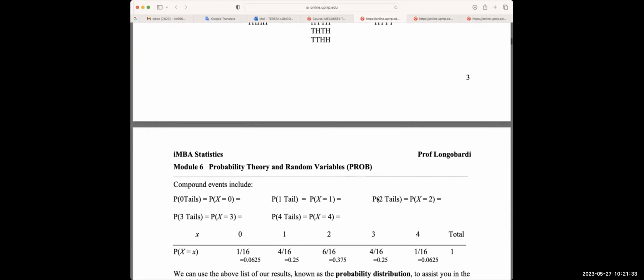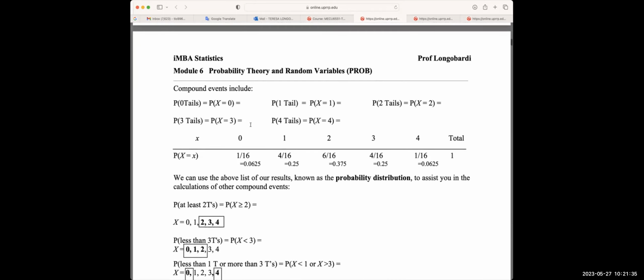So since it's one possible way out of the 16, the probability of 0 tails is 1/16. The probability of 1 tail is 4/16. The probability of 2 tails is 6/16, and so on. And so that's what I put here. And I show you how I express it in notation, and you should feel like it looks familiar, right? This looks like the normal distribution, but I define X differently.